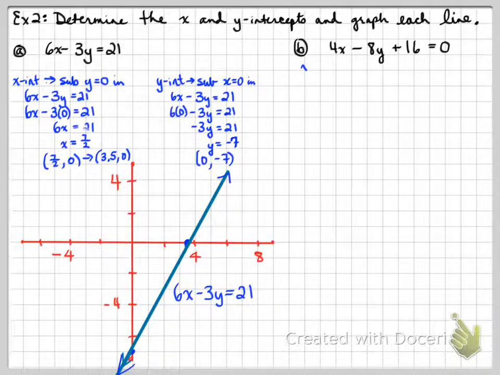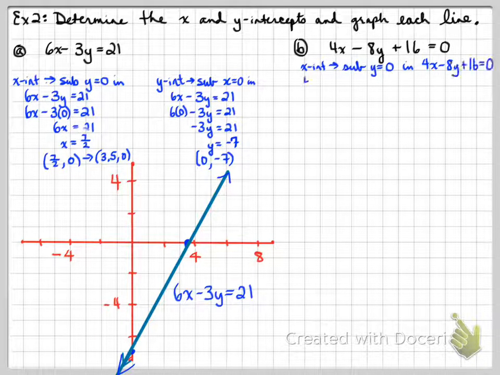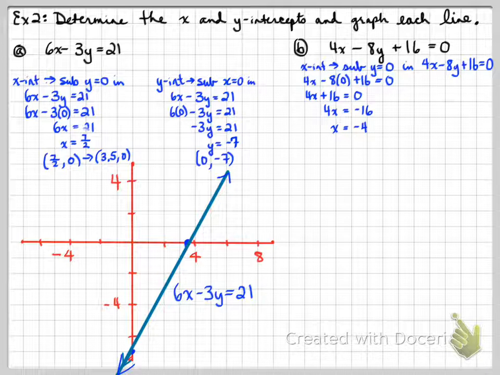4x minus 8y plus 16 equals 0. What you need to do is find the x-intercept, so sub y equals 0 into the equation, and we get 4x plus 16 equals 0. That is, 4x is equal to negative 16, x is equal to negative 4.